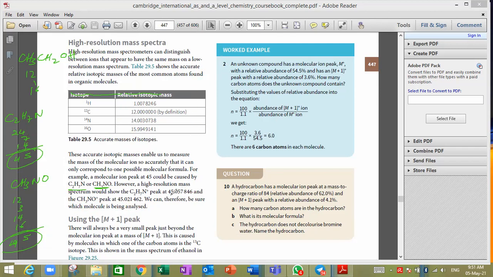So the high resolution mass spectrum gives us more precise molecular masses. Instead of just giving us 45, it will give it to us using more decimal places, from which we can determine whether our compound or our ion is in one form or in another.